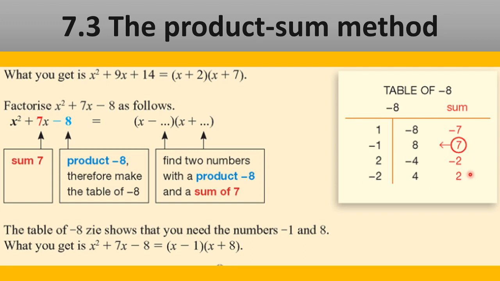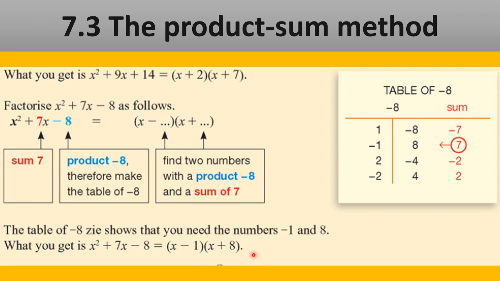You see, the book even goes further, but I would have already stopped because this one already gives me what I'm looking for. Minus 1 times 8 is minus 8. Minus 1 plus 8 is 7. My sum must be 7. So here I find the numbers minus 1 and plus 8. Remember, the minus must be with the 1 and the plus must be with the 8. Not the other way around, because that gives me a sum of minus 7, and I must have a sum of 7. You could swap them around, but then I get x plus 8 and x minus 1, which is the same thing.